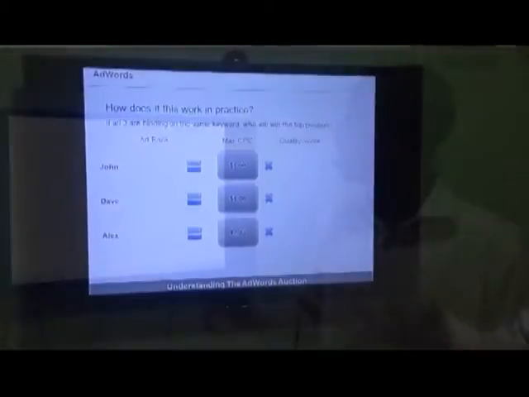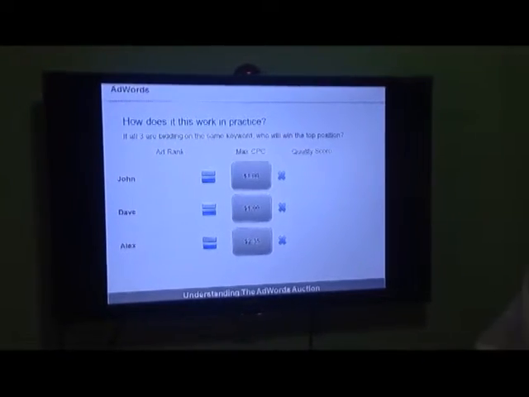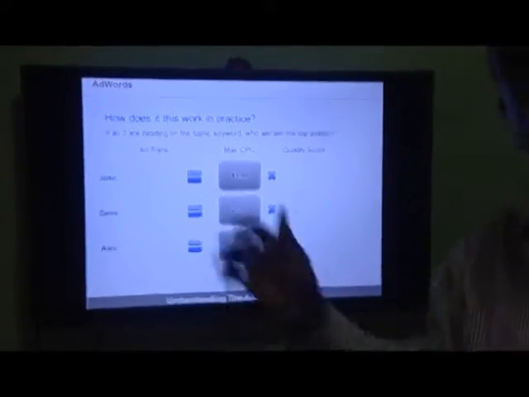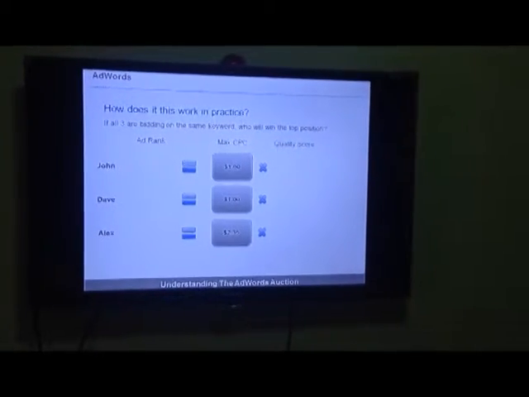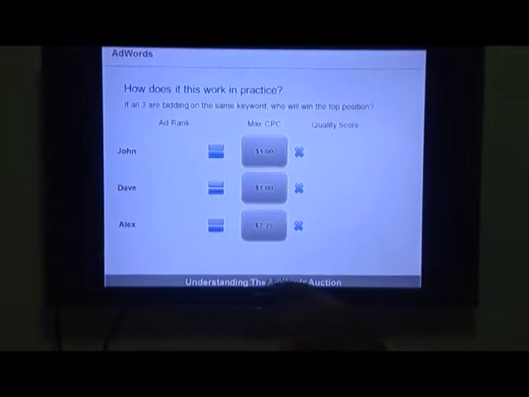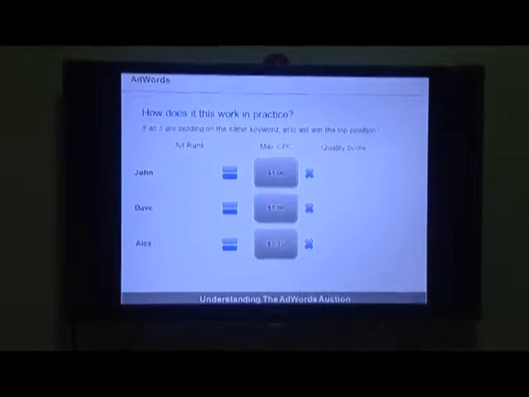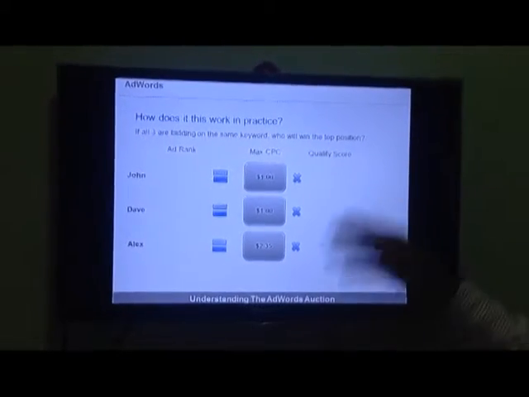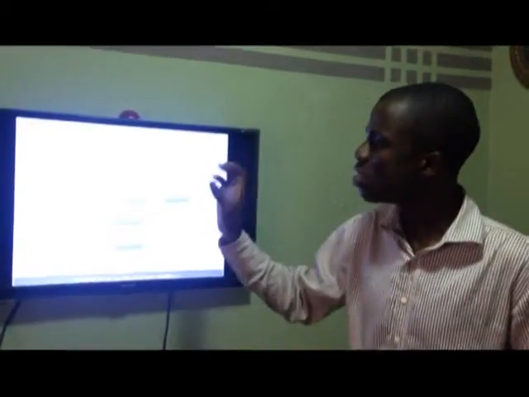So that's it. Okay, so let's look at how it works in a real-life situation. We have 3 advertisers, namely John, Dave, and Alex. Let's look at their maximum CPC. John and Dave have the same maximum CPC of $1. And Alex, I think he's a rich man, so he is bidding 2.35, almost more than twice what John and Dave are bidding. But you know this, as I was telling you, other factors matter, not just your money. So we have the quality score.